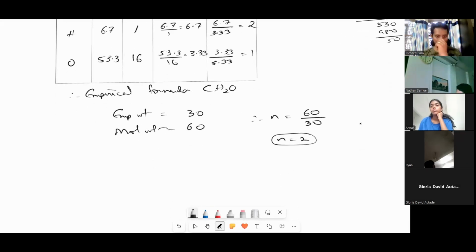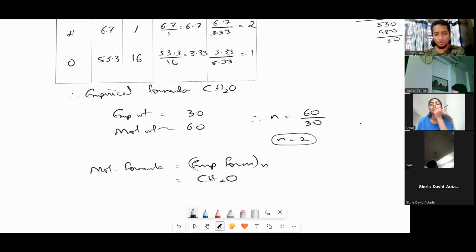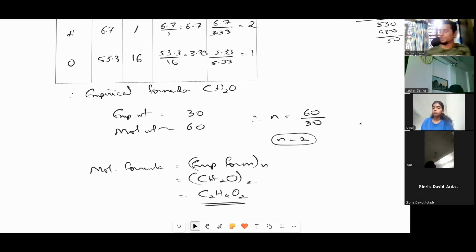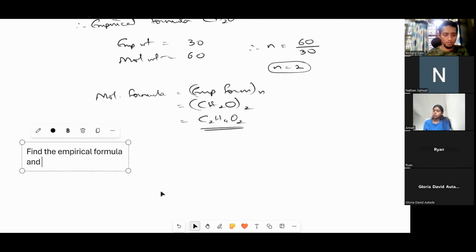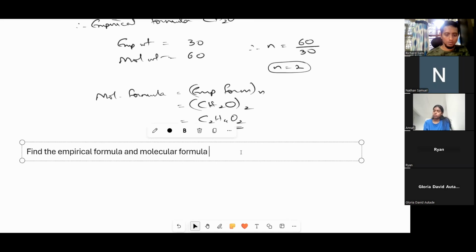So now we can find the molecular formula. The molecular formula is the empirical formula multiplied with n. That is CH2O multiplied with 2, so that is C2H4O2. That's your answer. Clear how to do it? Write it down.